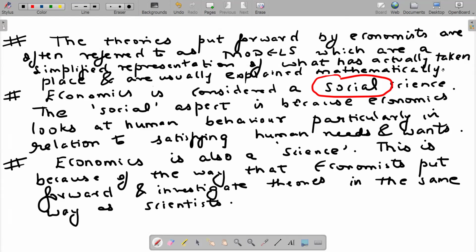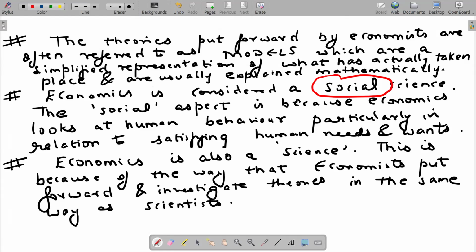Okay, so hoping students have understood this. We have talked about economics as a social science. We have talked about why it is social: because it is all concerned with human behavior in relation to human needs and wants. We have talked about why it is a science: because like any other science, economists are concerned with formulating theories. They put forward a theory, they investigate it, and then they either accept or reject their theory.